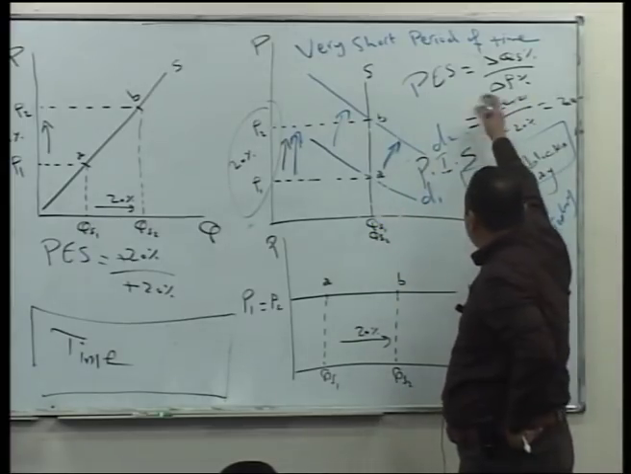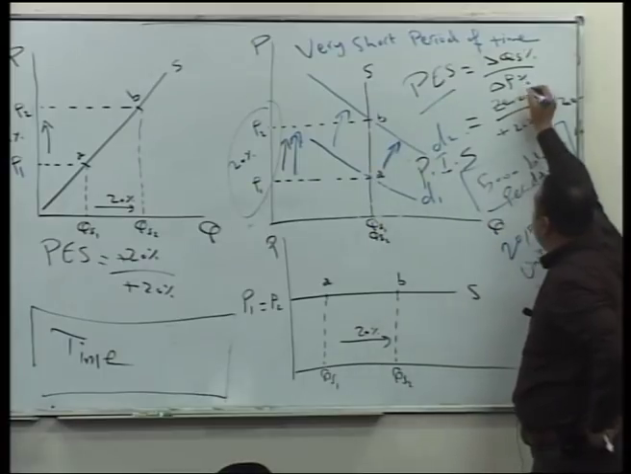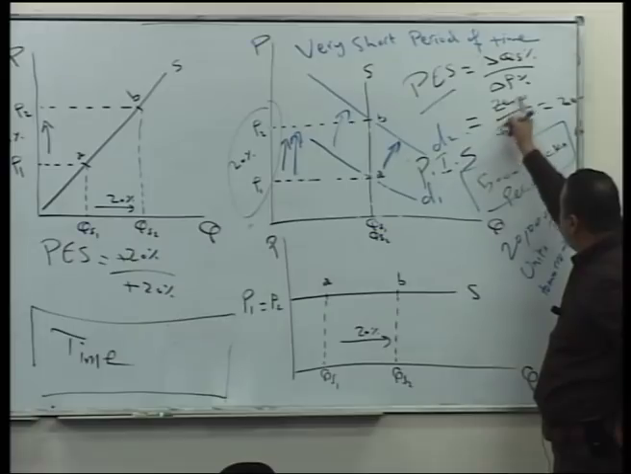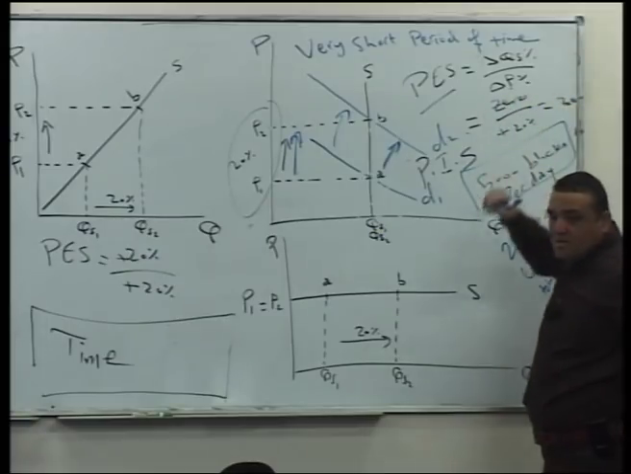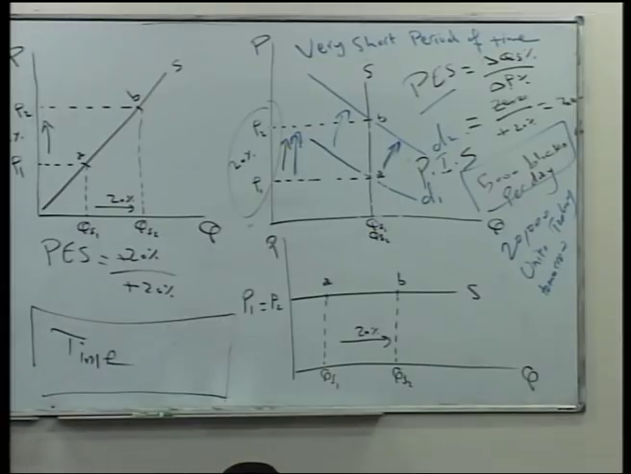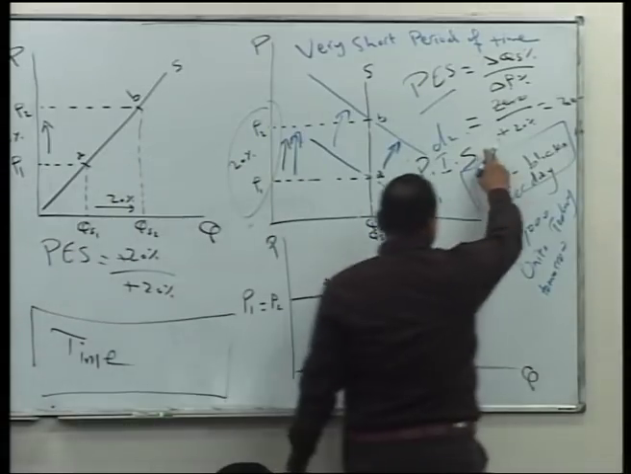To calculate the price elasticity of supply here, as the price increased by 20%, the change in the quantity equals 0. So in the very short period of time, the supply curve will be vertical, and price elasticity of supply will be 0.